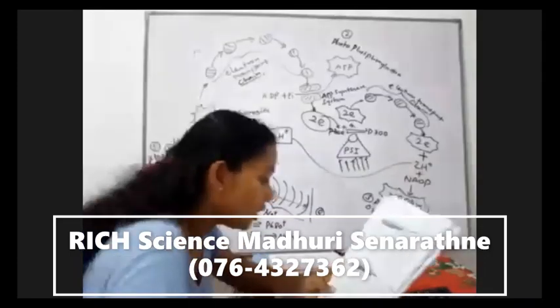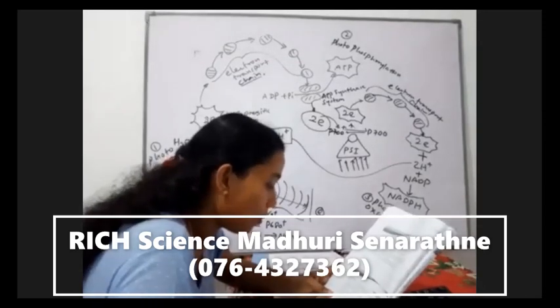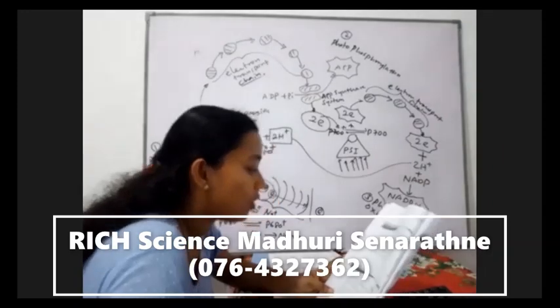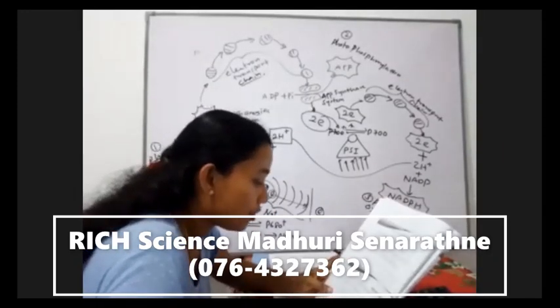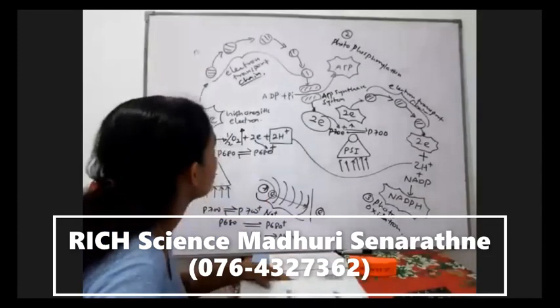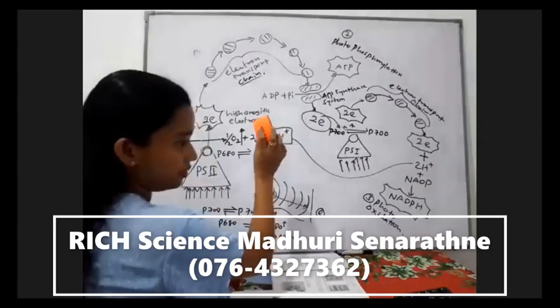Chlorophyll molecules, other organic molecules and proteins are organized into complexes in the thylakoid membrane of the chloroplast. They are called photosystems. A photosystem contains a reaction center. As we previously discussed, shall I erase this? Okay.